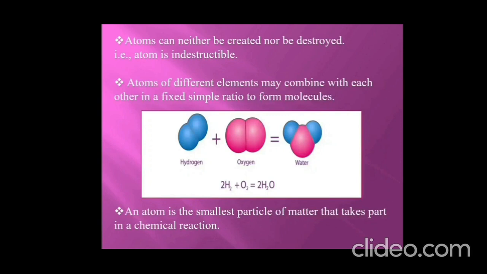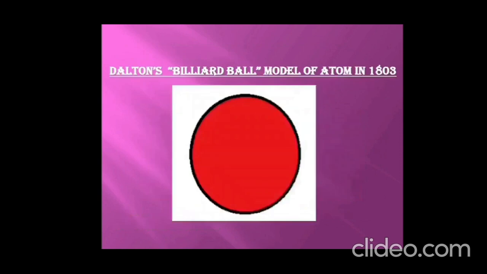What is the formula of water? Yes, H2O. So the last postulate of John Dalton's theory is that an atom undergoes chemical reactions. So an atom is the smallest particle of matter that takes part in a chemical reaction. These are the postulates of Dalton's atomic theory. Dalton's model of an atom is called the billiard ball model.